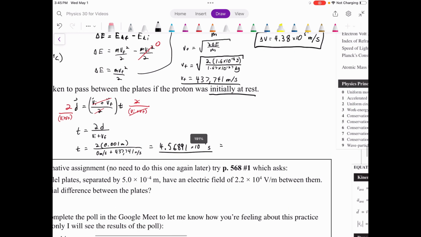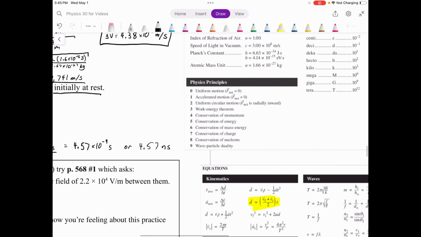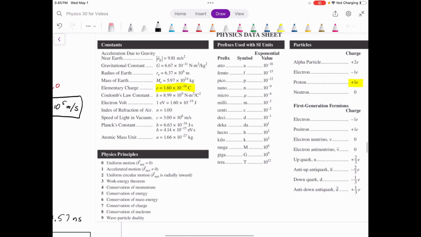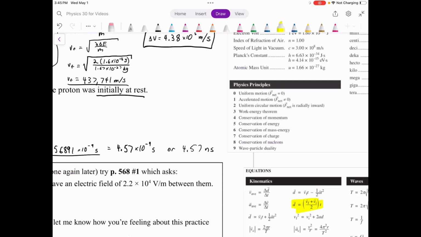So to 3 significant digits, this would be 4.57 times 10 to the negative 9 seconds, or if you prefer, you could say 4.57 nanoseconds, right? Because again, we know that nano means times 10 to the negative 9, means 1/1,000,000,000th. So this is 5 billionths roughly of a second.